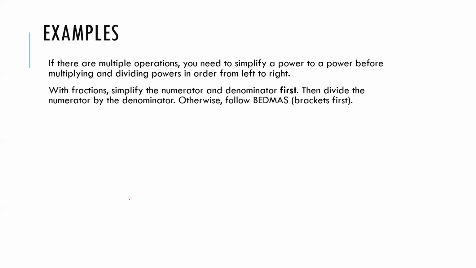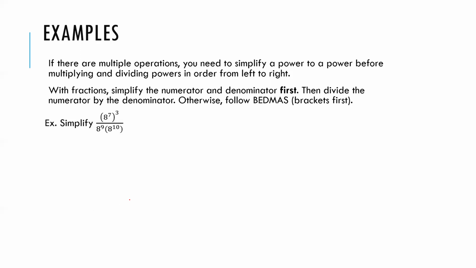It's really important that you simplify the numerator and the denominator first, and then you divide the numerator by the denominator, okay? Otherwise, you will follow BEDMAS if there's brackets, right? We're always following BEDMAS, and really the reason is that when you have a fraction, you don't necessarily see it, but there is technically a bracket around the numerator and the denominator separately, right? So you want to simplify the numerator first, then simplify the denominator, and after you do that, you divide the numerator by the denominator. That's really what you're doing.